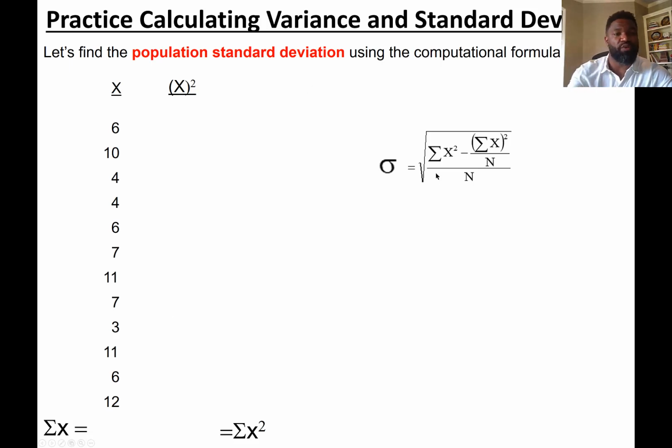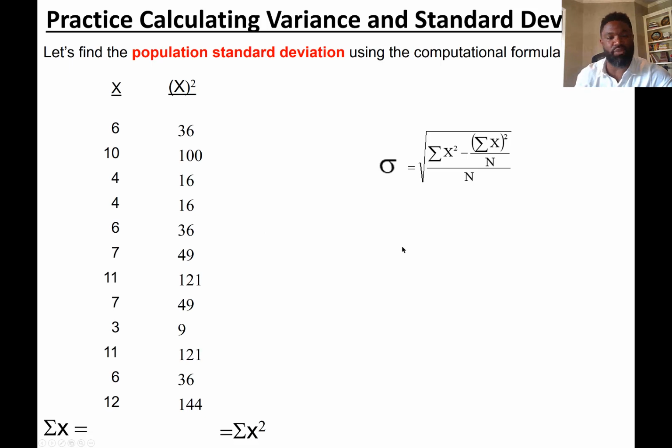Okay, so we have to square all the numbers first, right? So 6 squared is 36, 10 squared is 100, 4 squared is 16, 4 squared is 16, 6 squared is 36. You should be writing these all down if you're not. 7 squared is 49, 11 squared is 121, 7 squared is 49, 3 squared is 9, 11 squared is 121, 6 squared is 36, and 12 squared is 144. And then we need to add all that stuff together. I went ahead and animated all of that, but I gave you guys enough time to do it with me. So hopefully you're right where I'm at now.